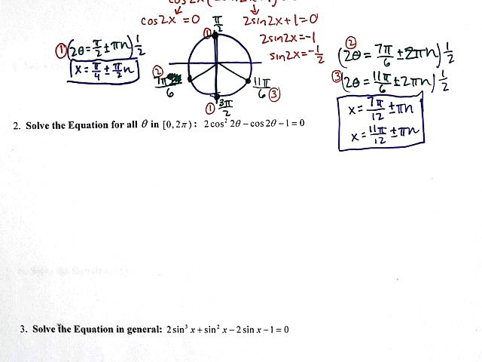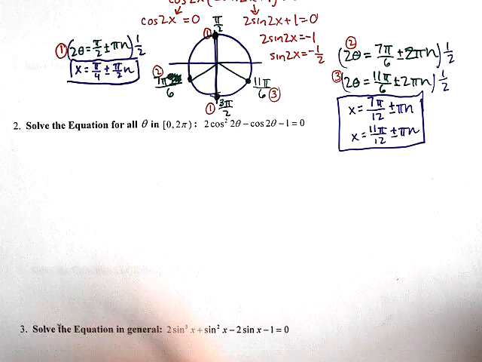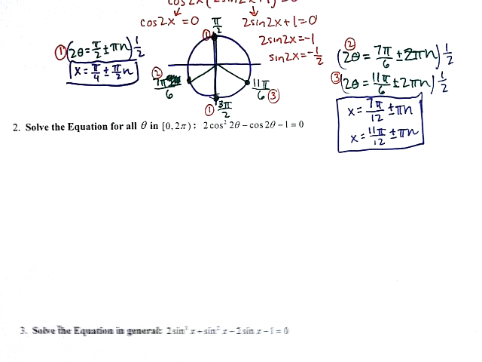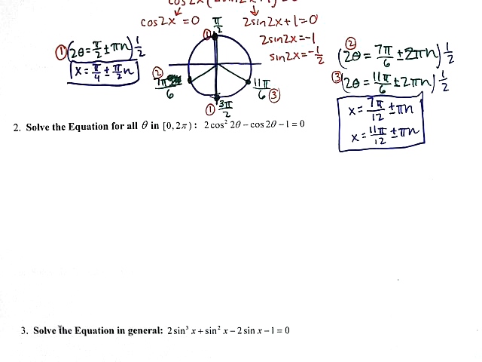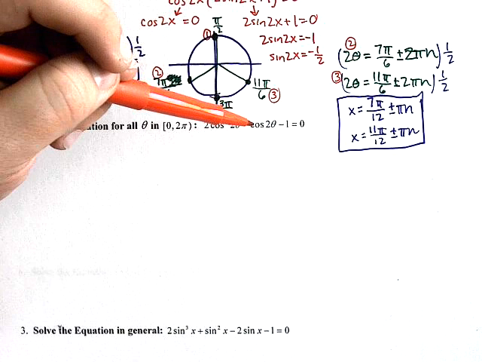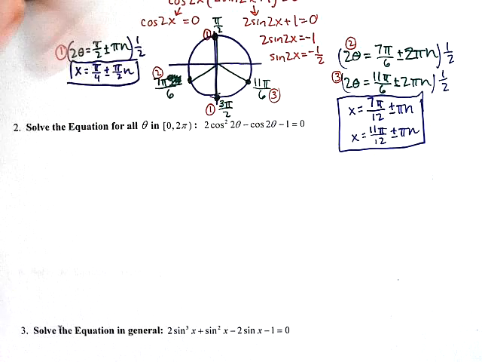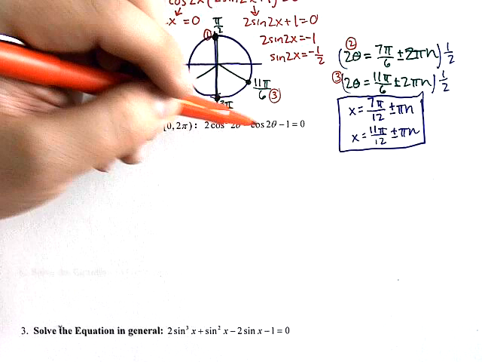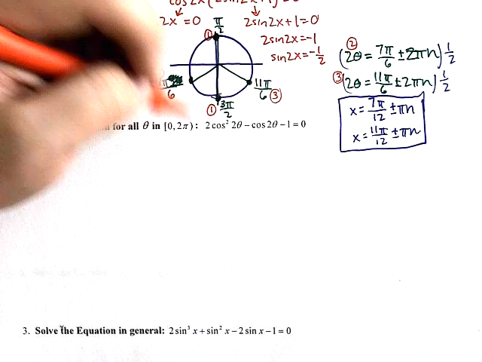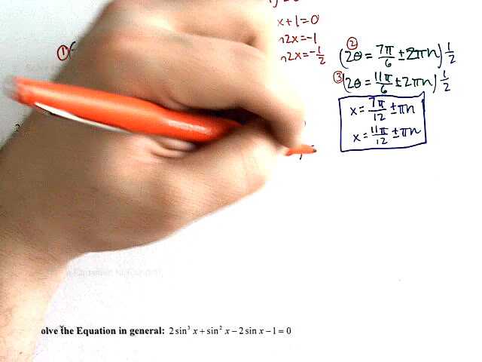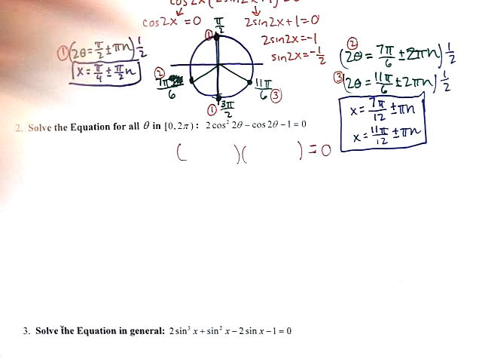When I look at something like this, I have a cosine squared 2 theta and a cosine 2 theta. The angles are already matching, but I have cosine squared and cosine. So we can almost think about these as if they were x's, like x squared and x. So I know I am going to have to turn this trinomial into binomials multiplied by each other.